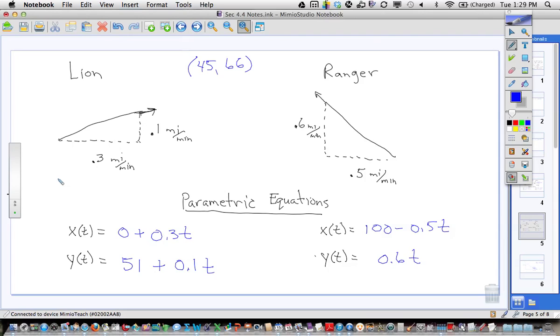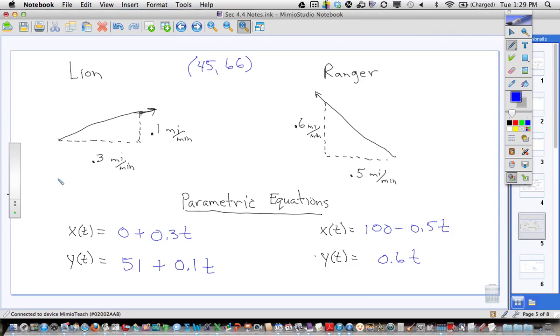Now, the one thing I left off, on question number 6, on the front of your worksheet, what did question number 6 ask? Yeah. What rate do the lion and the ranger each travel per minute? At what rate are they traveling per minute? Now, up until right now, if I ask you a question about rate per minute, you would think of doing what? You'd think of a derivative, right?